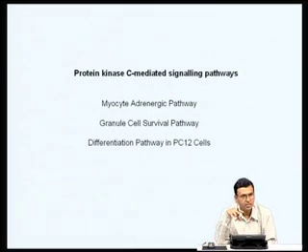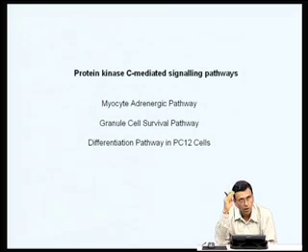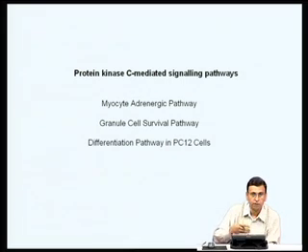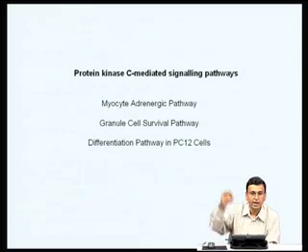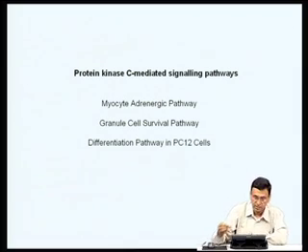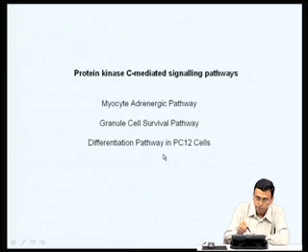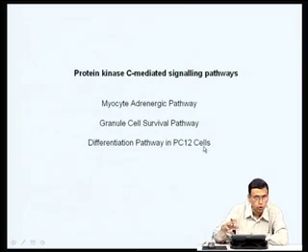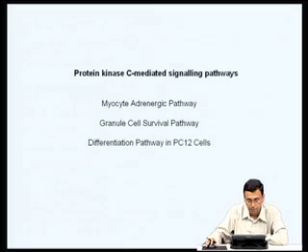What I would like to do now is take a few minutes to tell you that there are umpteen examples that demonstrate how PKC plays a very important role and what kind of signaling pathways are activated by protein kinase C, ultimately leading to the activation of specific transcription factors and specific target genes. There are pathways which have been worked out, and these are present in a number of journal websites. For example, some of the signaling pathways activated by protein kinase C are what are called the myocyte adrenergic pathway, granule cell survival pathway, and differentiation pathway involving PC12 cells. I am just going to show some of these cartoons taken from the journal websites to tell you how PKC plays a very important role in these various signaling pathways.